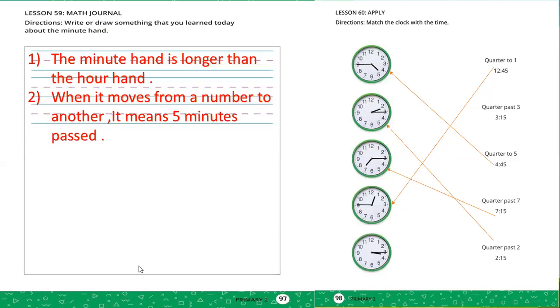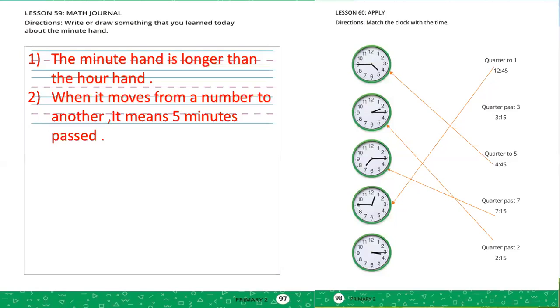Who can solve the last one? Raise your hand or type your name in the chat. Yes, Yasin? Can you solve this one?